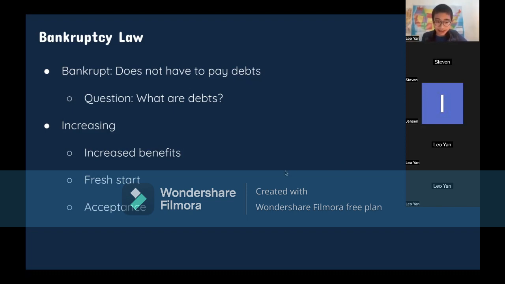But that's the reason why this is increasing, actually, because more and more business people are declaring that they're bankrupt. There are three reasons. Number one is increased benefits. So as you can probably tell based on my description, the bankruptcy law gives a lot of benefits to the person who's in debt, the subject of the debts. Because think about it, you're basically completely relieved of any financial pressure you have from debt.